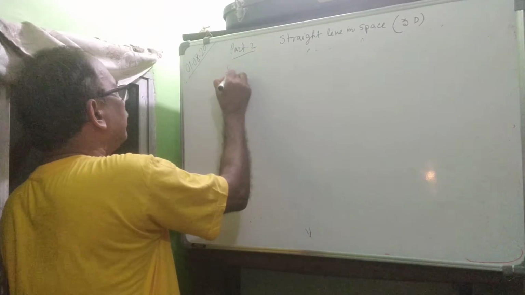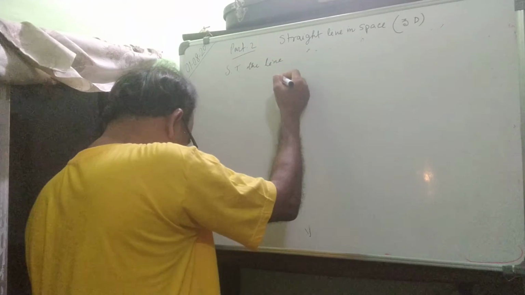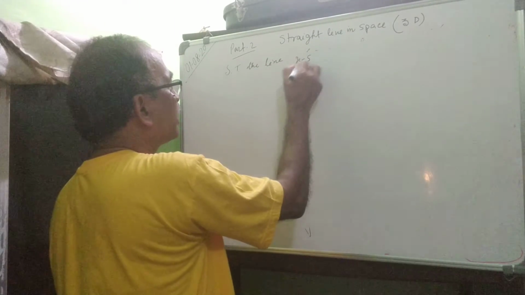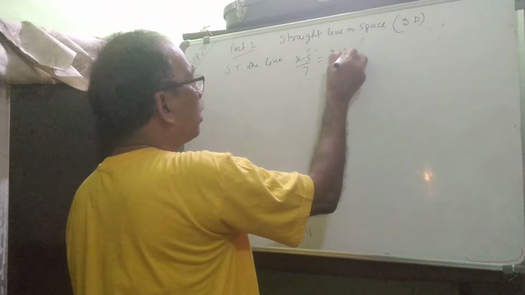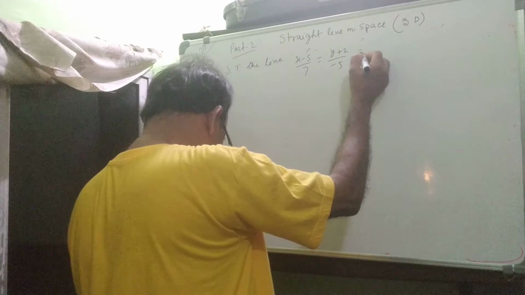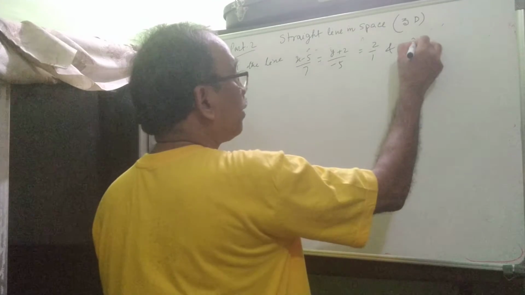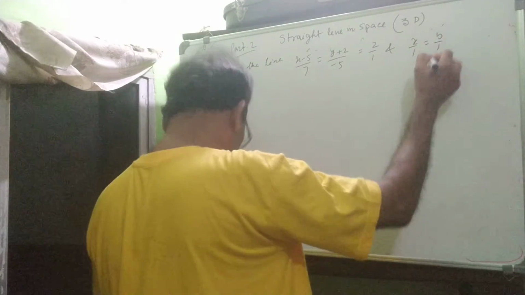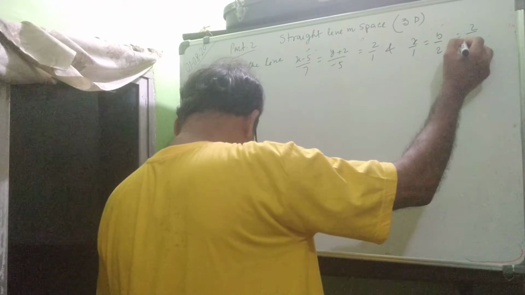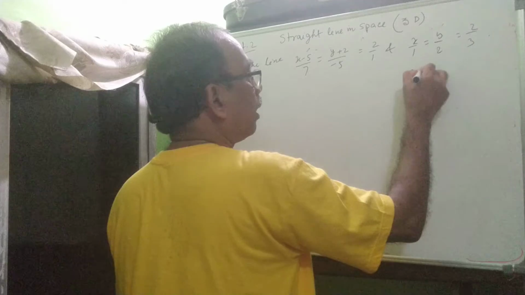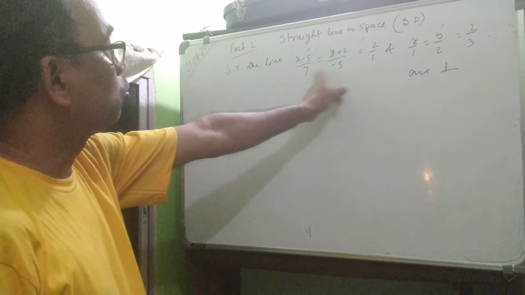Show that the line (x minus 5)/7 equals (y plus 2)/(minus 5) equals z/1 and x/1 equals y/2 equals z/3 are perpendicular. These two lines are given, and you have to prove that these two lines are perpendicular.